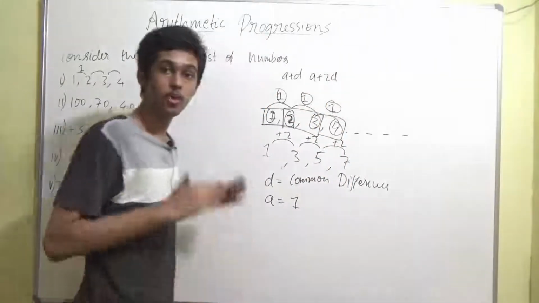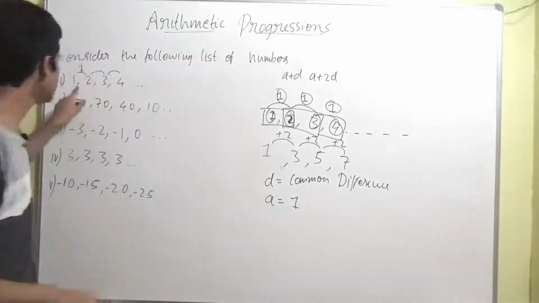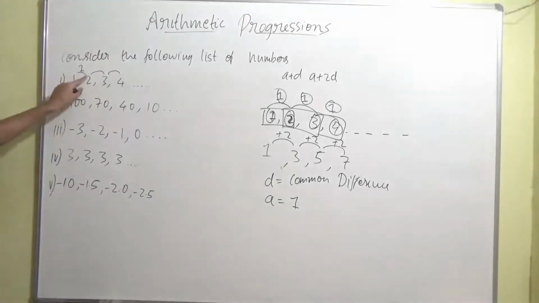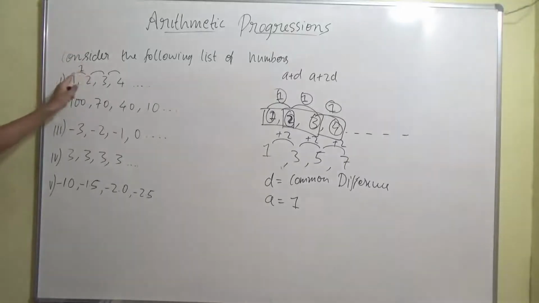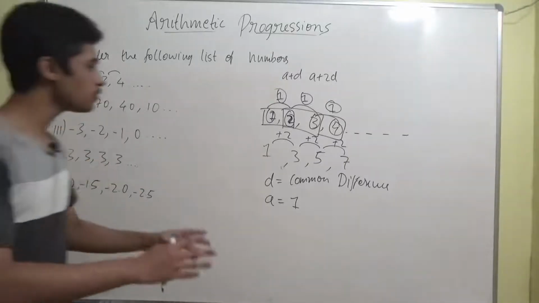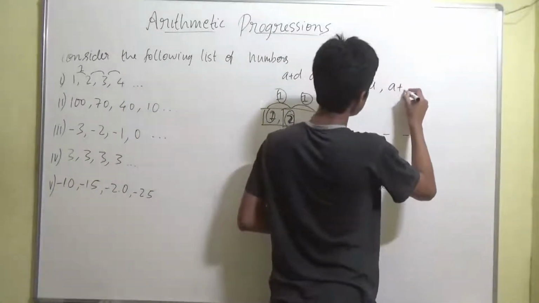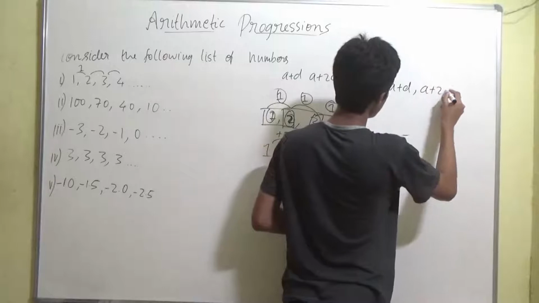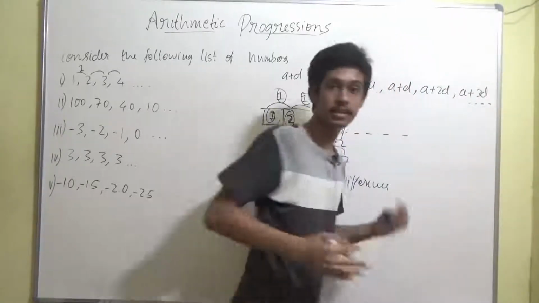Getting it, guys? So what is the general form of an arithmetic progression? First there is A, and then there is A plus D, and then there is A plus 2D, because if you jump 2 times, you get the third term. So the general form of an AP is A, A plus D, A plus 2D, A plus 3D, and so on. Getting the point?